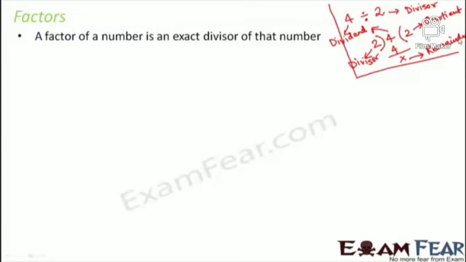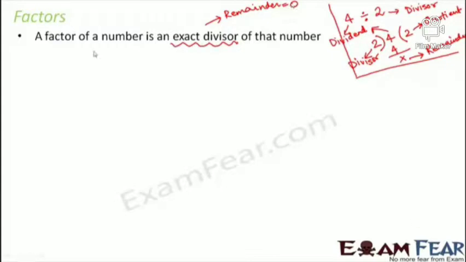Now a factor is an exact divisor of a number. Exact divisor would mean that when that number is divided by this number, the remainder will be 0. So that is the meaning of exact divisor. Exact divisor means that the number will be exactly divisible by that number, leaving no remainder behind. So let us look at a few examples.